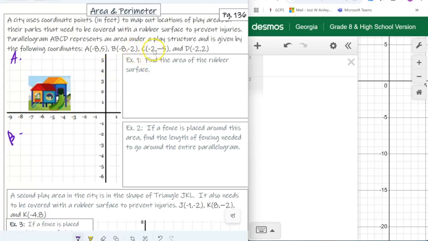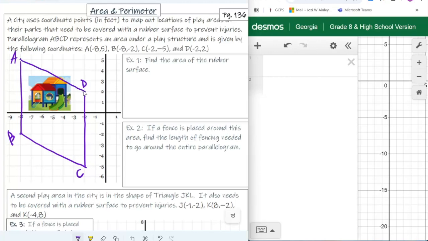All right, then negative 2 x and negative 5 y, negative 2, negative 5. This is going to be your point C. And then finally, negative 2, 2, negative 2 x, 2 y. That's going to be your point D. Go ahead and do the best that you can to draw that as accurately as possible.